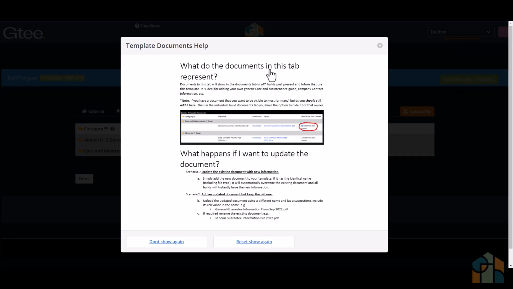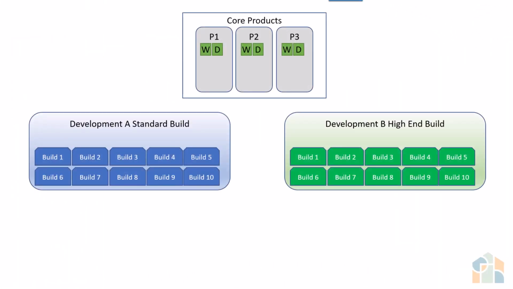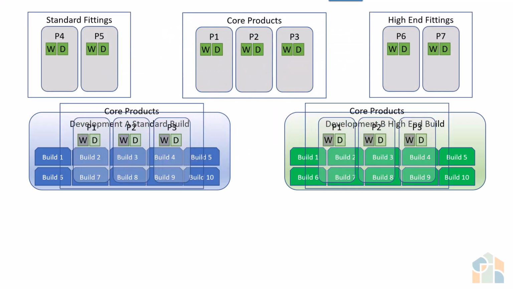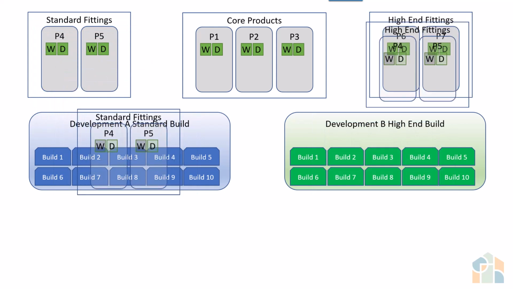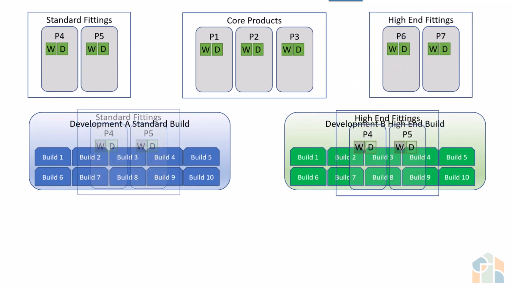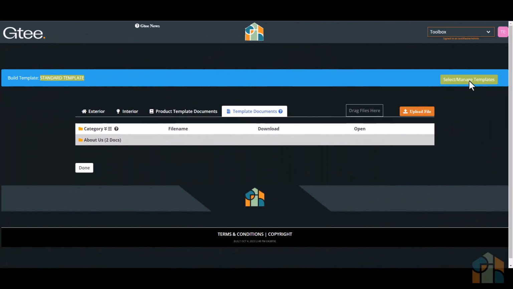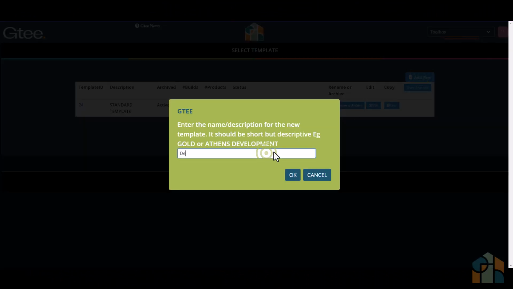To demonstrate the template feature, let us assume that we have 2 developments underway with 10 properties being built in each. Both developments will share a core of products, but Development B will use higher spec fittings. To create the builds in GT efficiently, we decide to build 2 templates. Click on the Select Manage Templates button. We will start by adding a new template called Development 1.